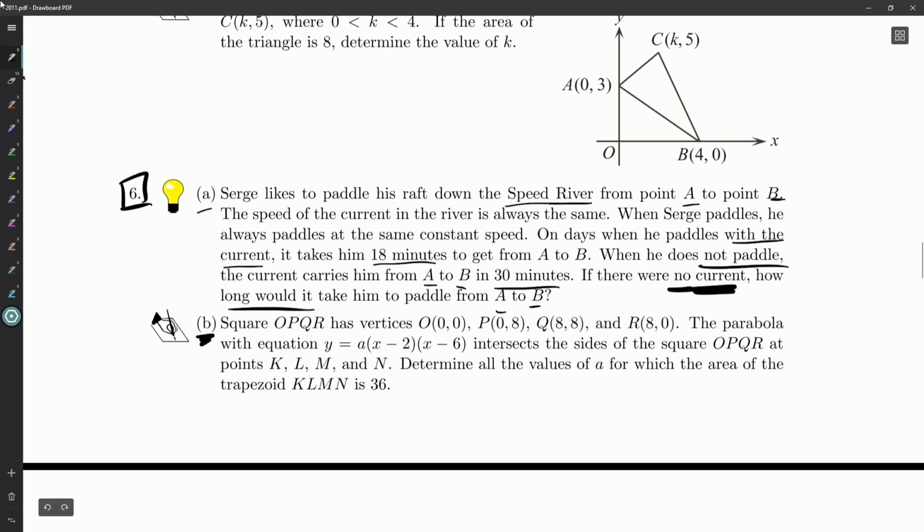Okay, B. Square OPQR has vertices. O is at the origin, P is at (0, 8), Q is at (8, 8), R is at (8, 0). Okay, I'm just going to go ahead and draw a picture of this.